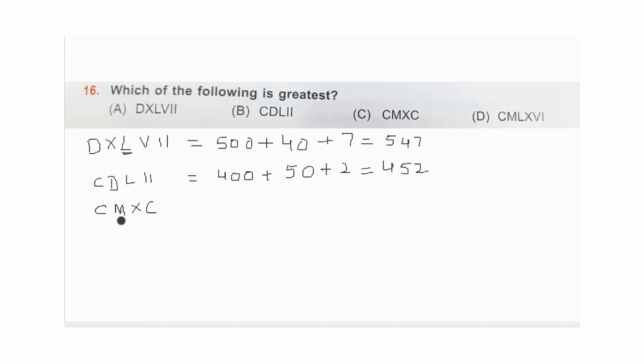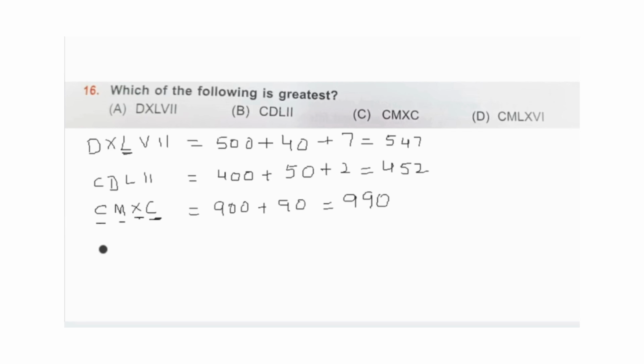Now let's go to the next Roman number, which is going to be C, M, X, C. So we know that M is 1000 and C is 100. But since C is before M, we need to subtract 100 from 1000, which is going to be 900. Plus C is 100 and X is before C, which means we need to subtract 10 out of 100, which is going to be 90. So the value is going to be 990.